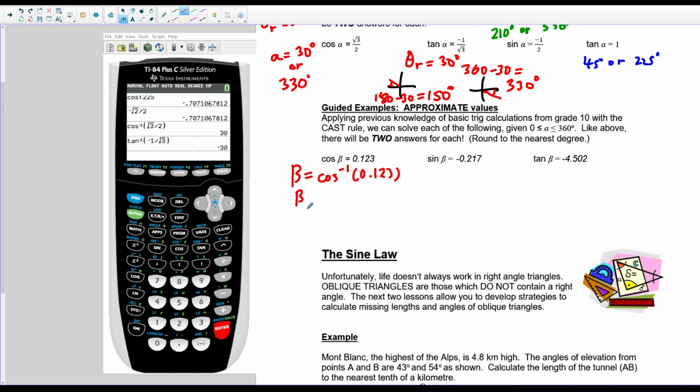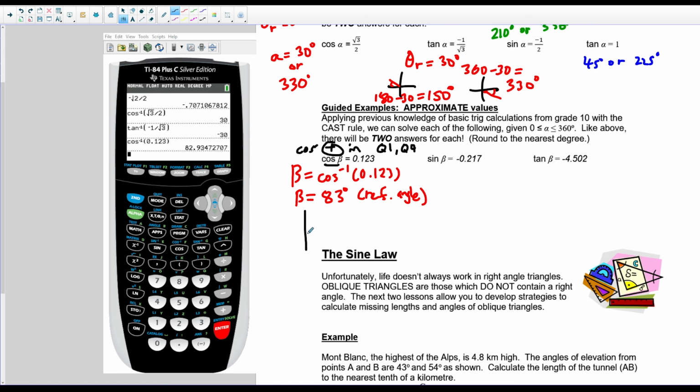And then from there, when I put that into our calculator, we end up getting, let's go ahead and see, inverse cosine of 0.123. And we end up getting about 83 degrees. So beta is equal to 83 degrees. So that means that this is my reference angle. So since that's my reference angle, we see that cosine is positive. So cosine is positive in quadrant number 1 and quadrant number 4.